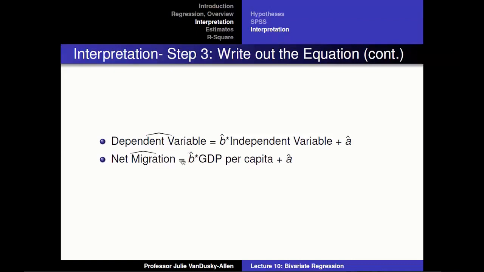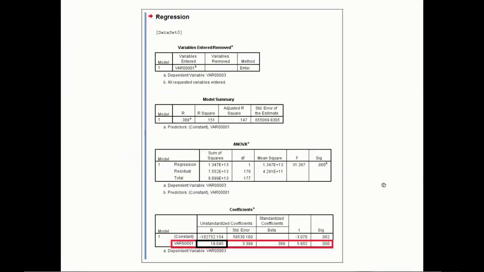Now we need to find b hat. All the information you need for b hat is located in the bottom row of this last table. The b hat is located in the B column, 19.045. All the information you need for a hat is located in the top row of this last table. A hat is located in the B column. Yes, I know this is confusing. Negative 182,752.154.